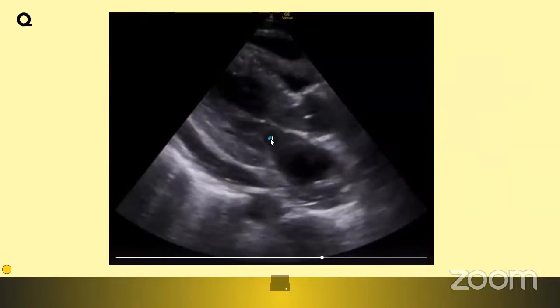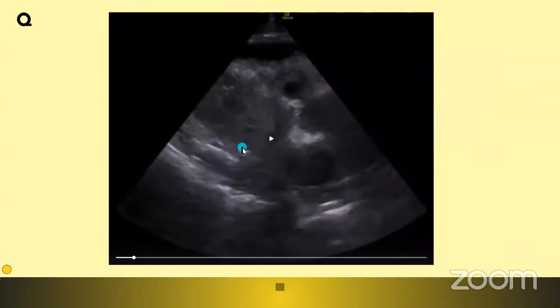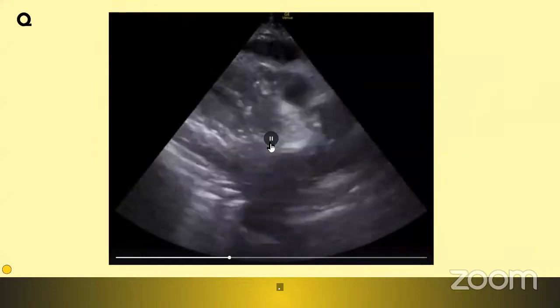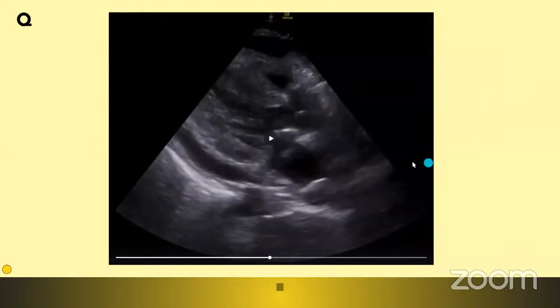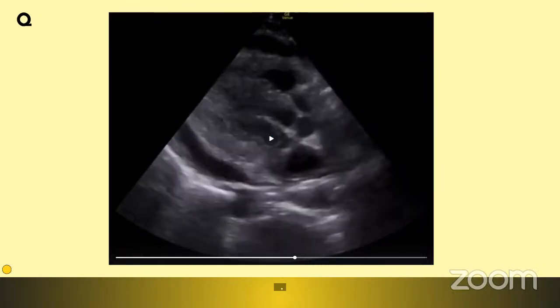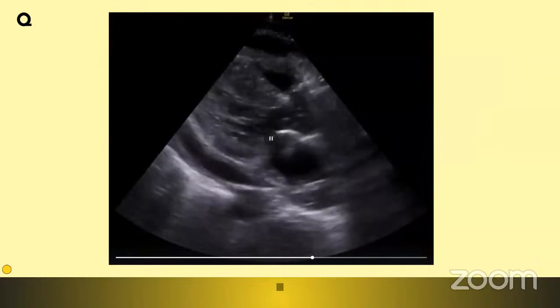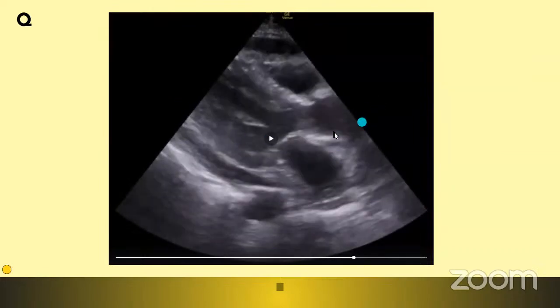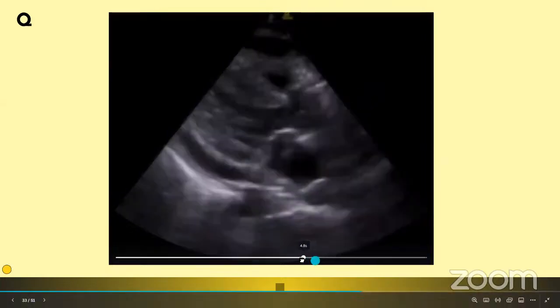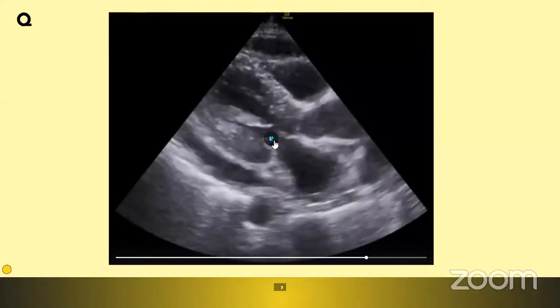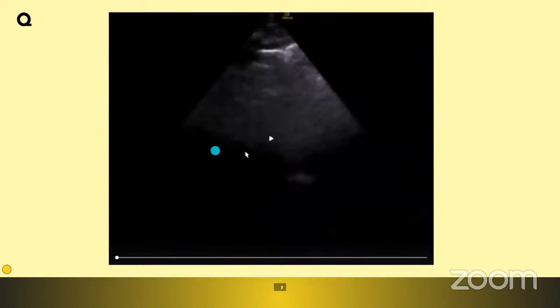This is another image. Mind you, this is not an eFAST image, but I just wanted to give you a concept here. In eFAST, we do a subxiphoid four-chamber view. However, this is parasternal, I presume, a parasternal four-chamber. That's why the orientation is like this. The marker is towards here. Are you able to see the marker? This is the orientation marker. So it's like this. Let me play it again.